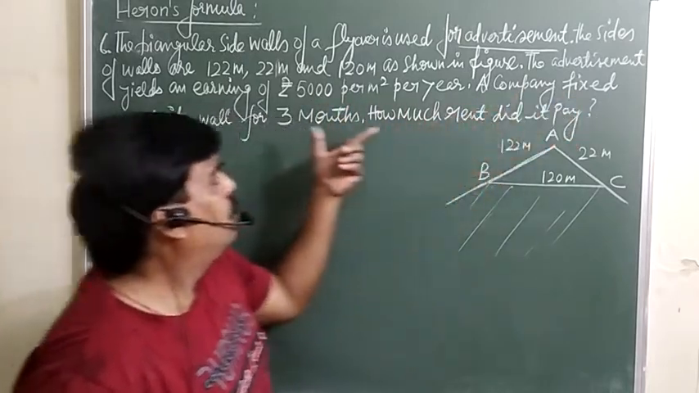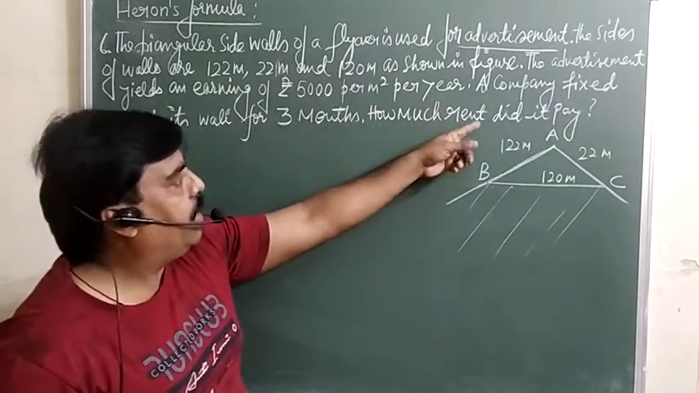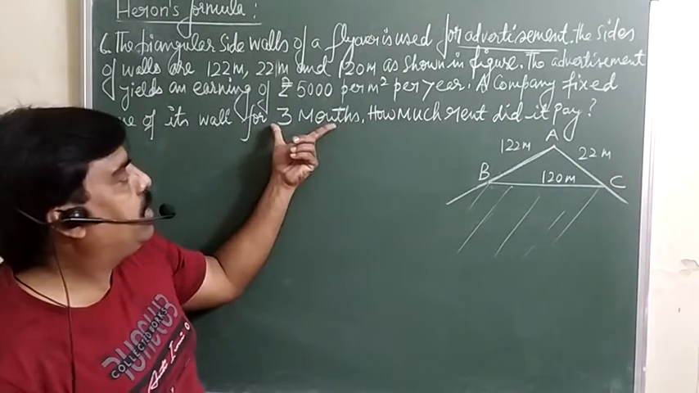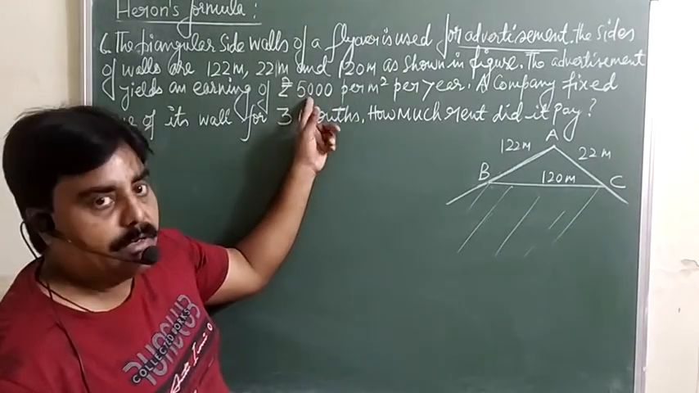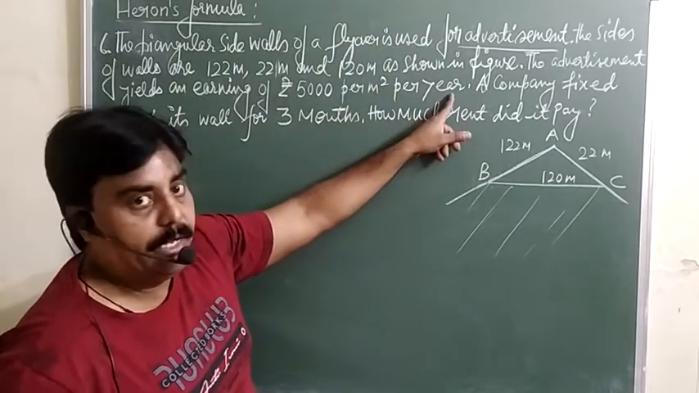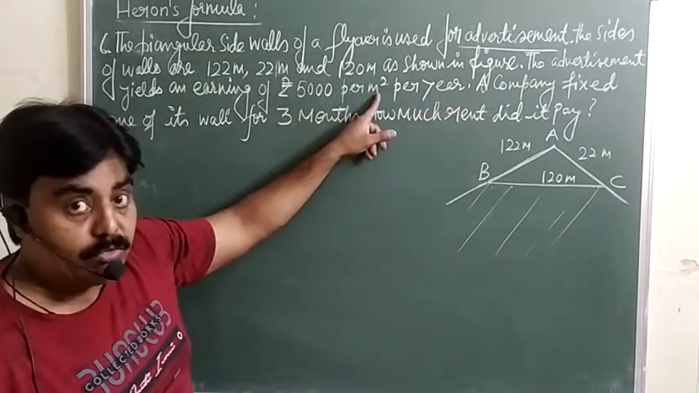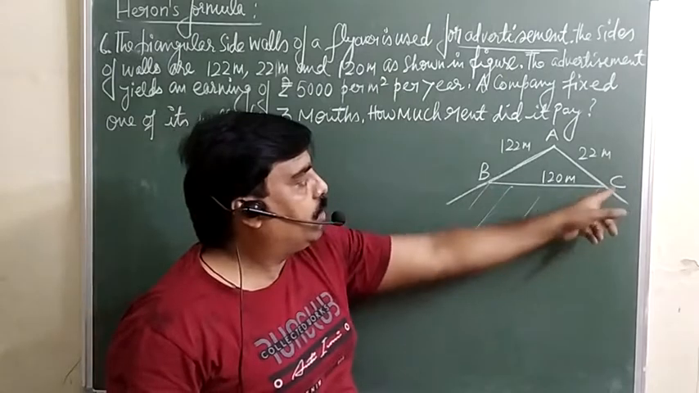But we want to know how much amount the company will pay for 3 months. If the company is going to pay 5,000 rupees per meter square per year. So first of all you have to find out the area of this one.